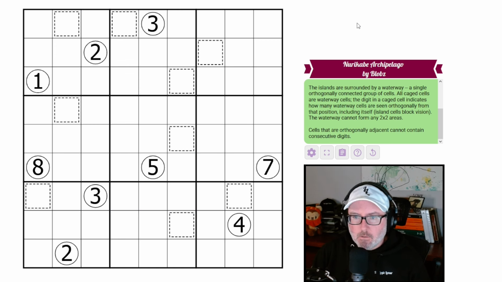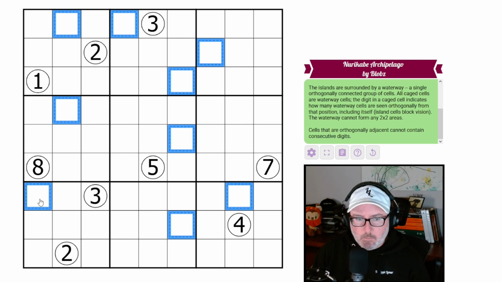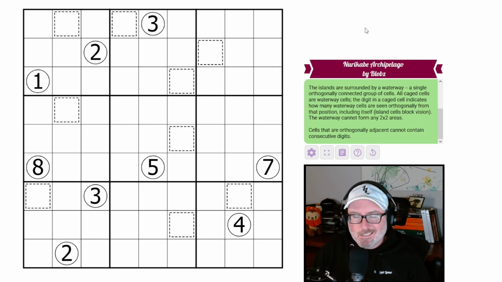All cage cells are waterway. Okay, so they are using that as part of this. So these will all be part of the water. That's going to be a good thing to get us started. The digit in a cage cell indicates how many waterway cells are seen orthogonally from that position, including itself. Island cells block vision. The waterway cannot form a 2x2 area.